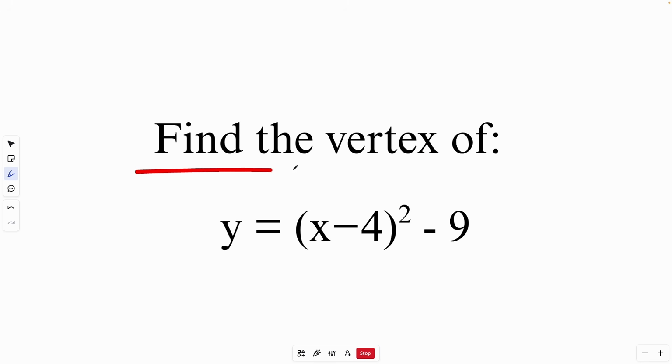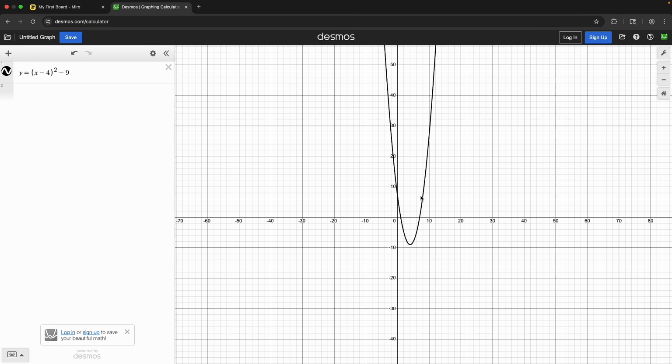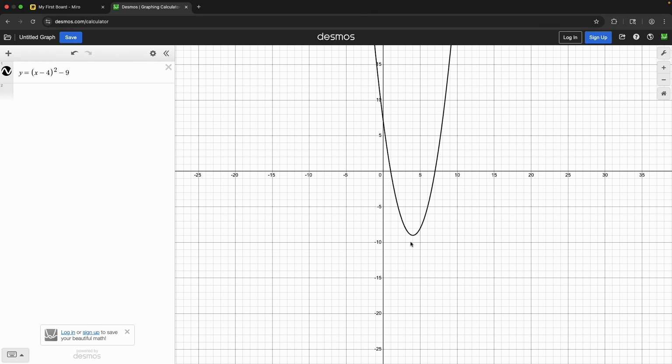This problem is even easier. It asks you to find the vertex of this function. You guessed it, you type in the function into Desmos and you see this. You may be confused for a second, but this is exactly what it is supposed to look like. For the vertex, it's just the bottom points on the function, which Desmos makes really easy to select.